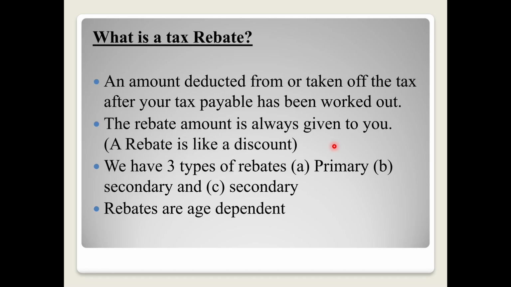We get 3 types of rebates. We get primary rebates, secondary, and tertiary. It's a primary, a secondary, and that must be a tertiary rebate. I will correct this so that the PowerPoint is correct when they post it on the website. Sorry about that. That must say tertiary. So rebates are age dependent. And when we come to the tax tables in a while, I will show you how they are age dependent.